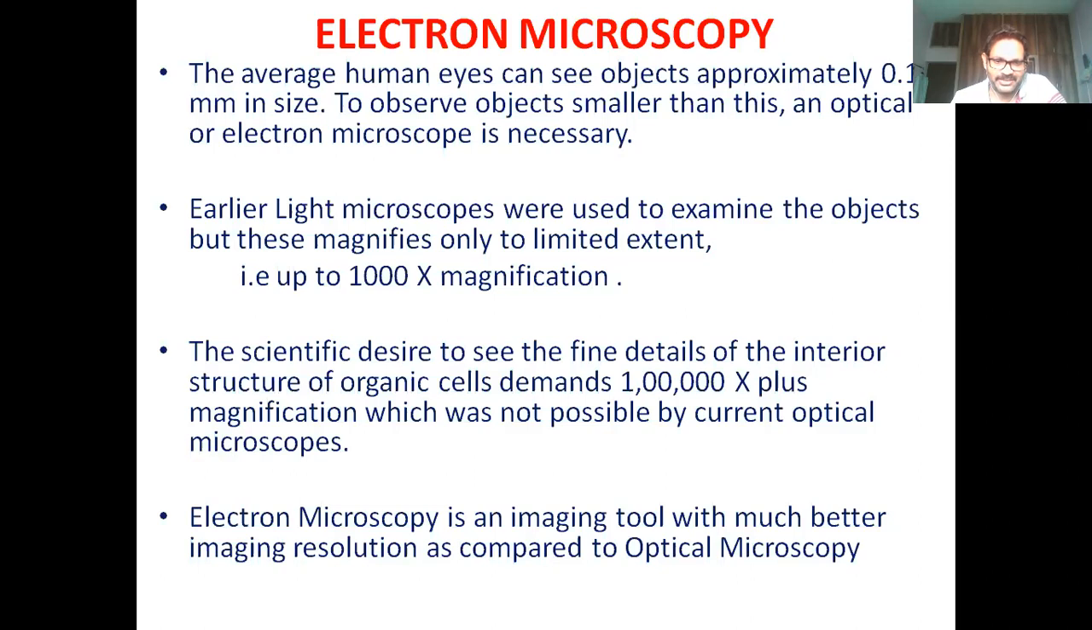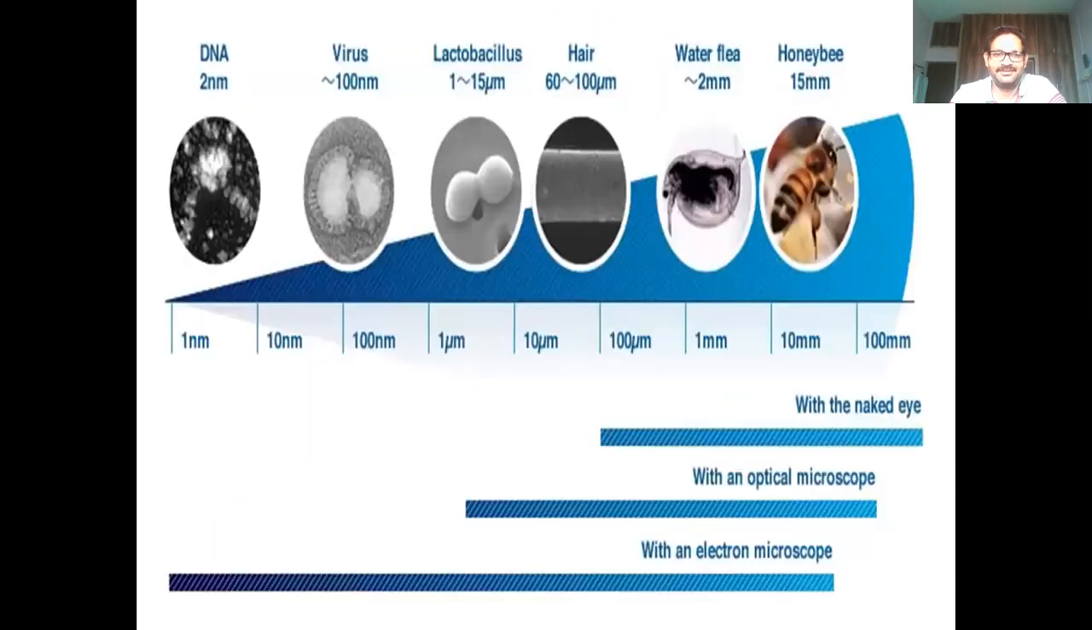So what is this electron microscope? An electron microscope is an imaging tool with much better imaging resolution as compared to an optical microscope. So compared to an optical microscope, an electron microscope can resolve objects in a better way. This shows the size distribution, the extent to which the human eye, the optical microscope, and the electron microscope can see.